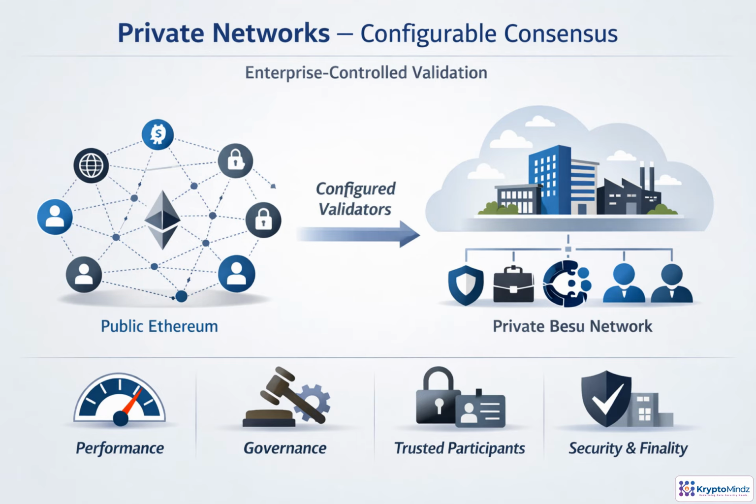Consensus in a private Besu network is not one size fits all. The organization defines who can validate blocks, and that choice reflects its trust model, governance process, and performance goals. Because participants are known, mechanisms such as Clique or IBFT become practical. The trade-off is important. Faster finality and higher throughput can also bring more operational responsibility. In this setting, consensus becomes a business design decision, not just a protocol setting.